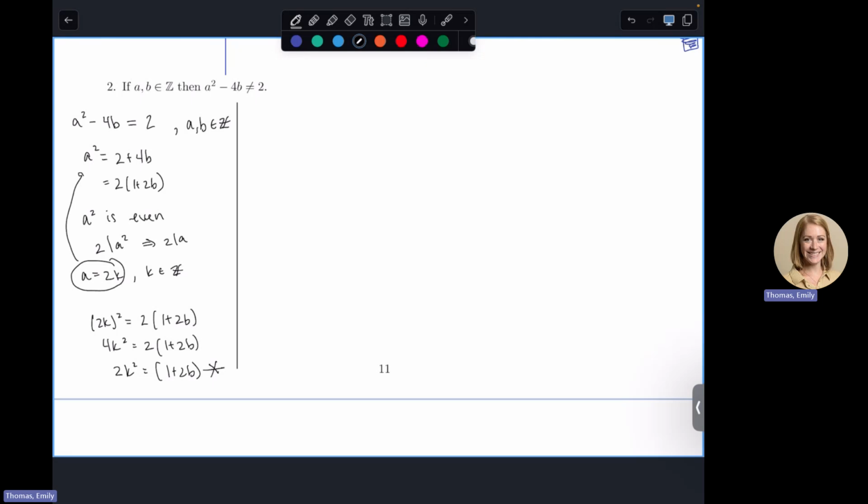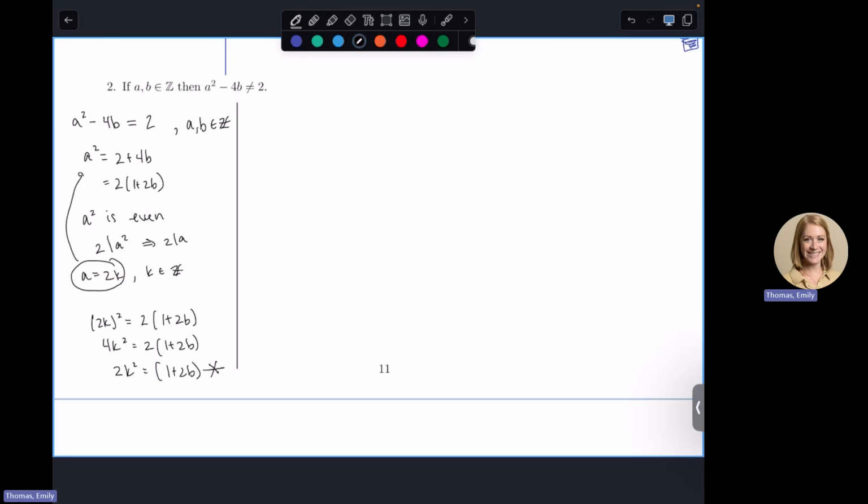Because I plug that back in to where I have a squared equals 2 plus 4b, or a squared equals 2 times 1 plus 2b, I square that, I get 4k squared, right? And then I can factor 2 away from both sides. So I'm looking at 2k squared is equal to 1 plus 2b. That's an even equal to an odd, because k squared and b are both integers. Those are definitions of even and odd equal to one another. And as you know, we have proven that every integer is either even or odd, not both. So there's our contradiction.